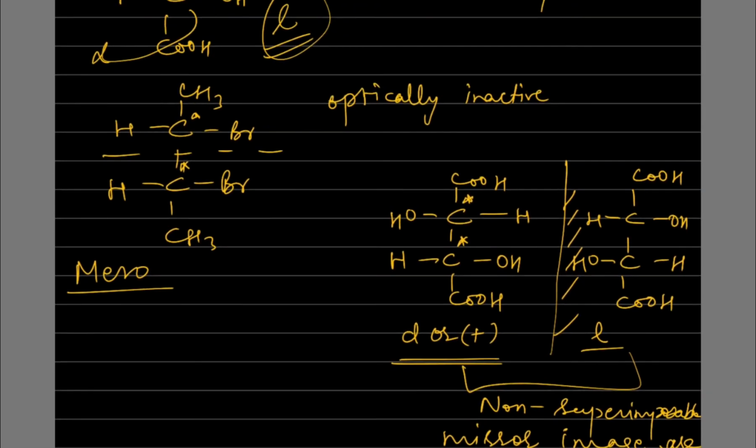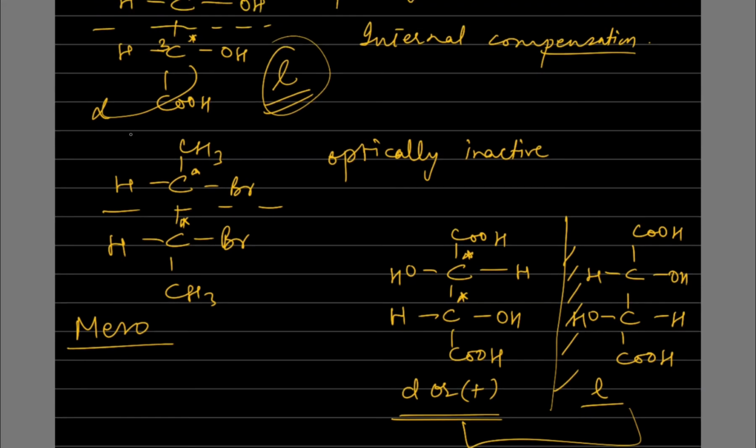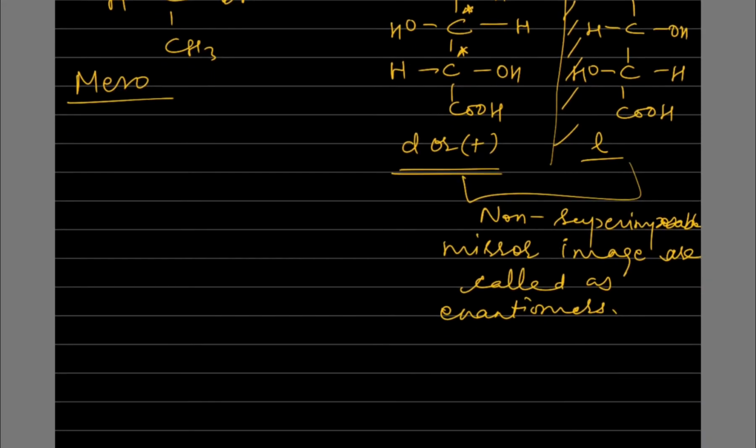Now if we number the compounds, say mesotartaric acid is numbered as 1, this is number 2, and this is number 3. If we compare 1 and 2 or 1 and 3, they are the same compound, that is tartaric acid, but one is the meso form, optically inactive, while 2 and 3 are the optically active forms of tartaric acid, and this kind of compounds are called diastereomers.